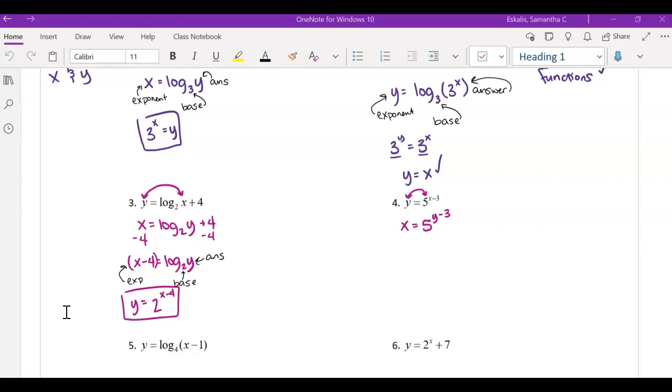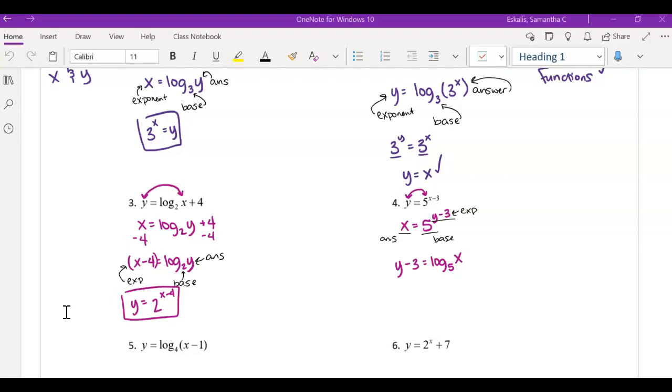So our base is 5. So let's start by labeling. Here's our exponent. Here's our base. And here's the answer. So if we were to write it in logarithmic form, our answer is the y minus 3. That equals log base 5 of x.